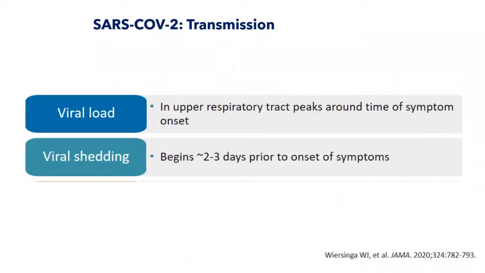Viral load in the upper respiratory tract peaks around the time of symptom onset. Viral shedding begins approximately 2 to 3 days prior to onset of symptoms. Up to 60% of transmission of SARS-CoV-2 may occur via pre-symptomatic carriers.